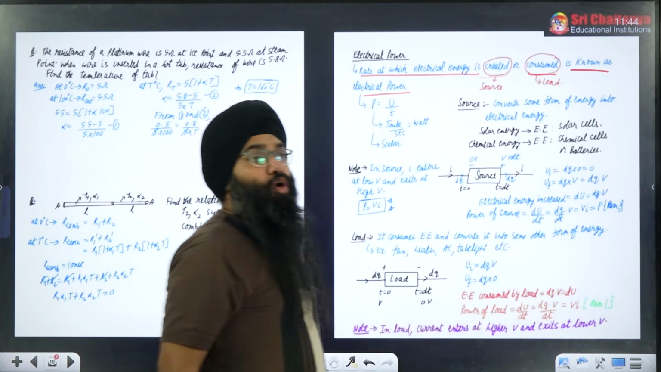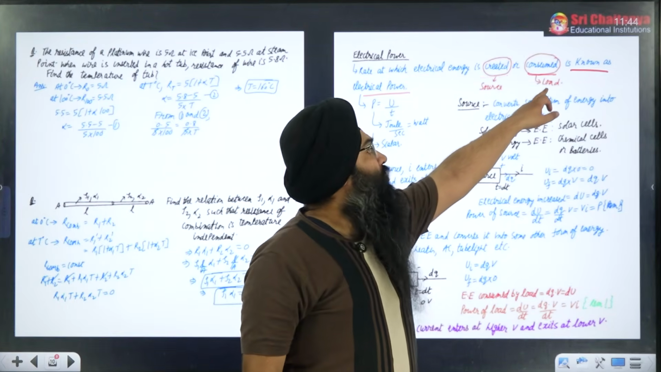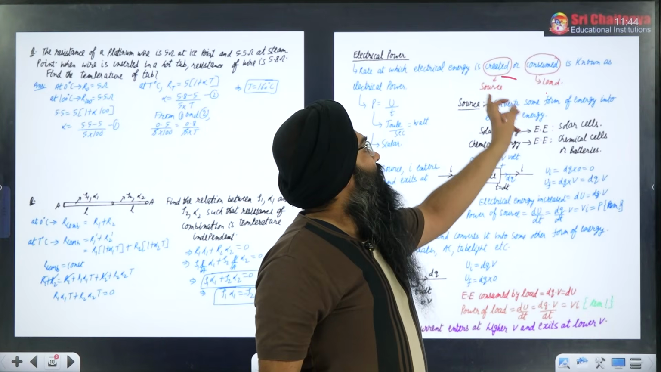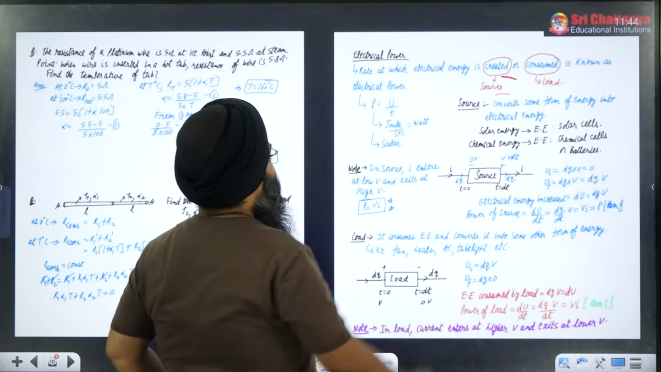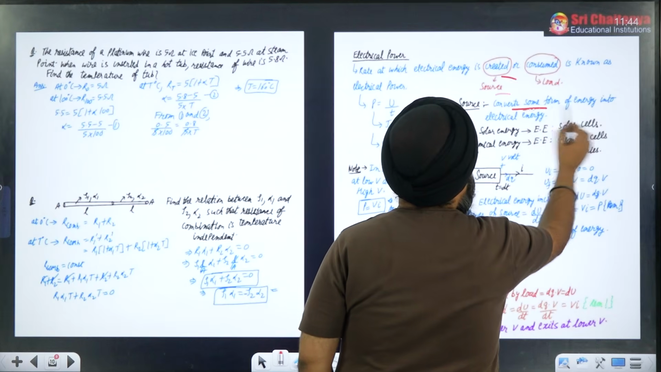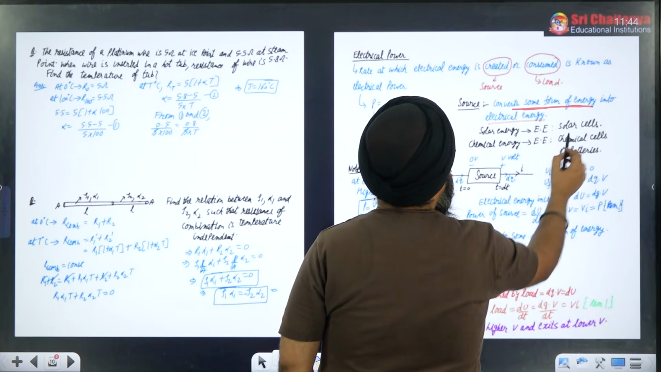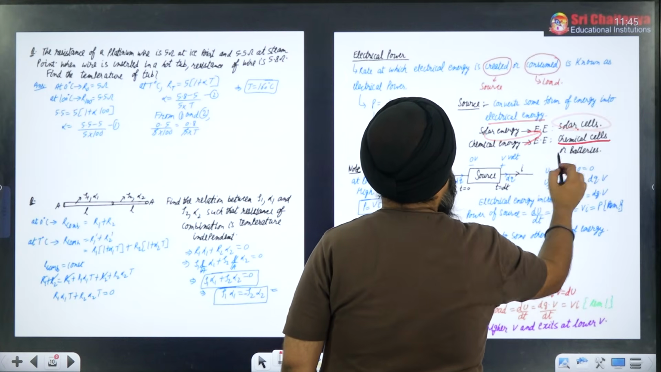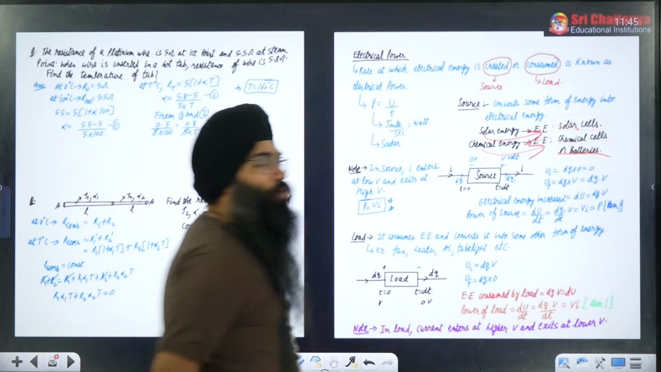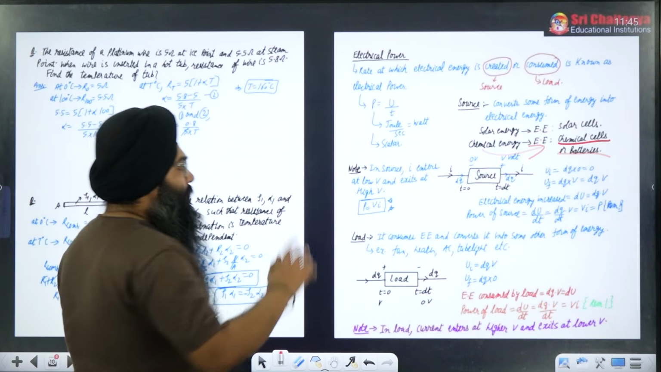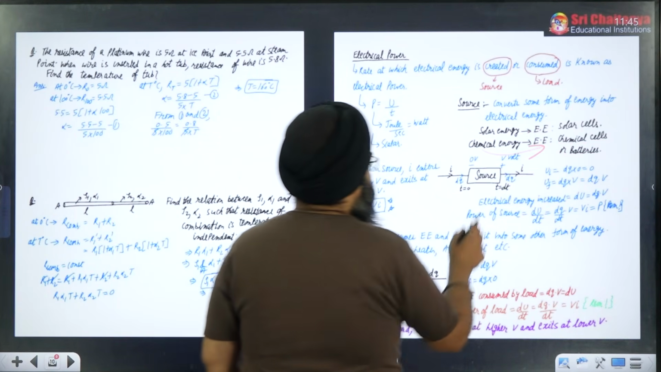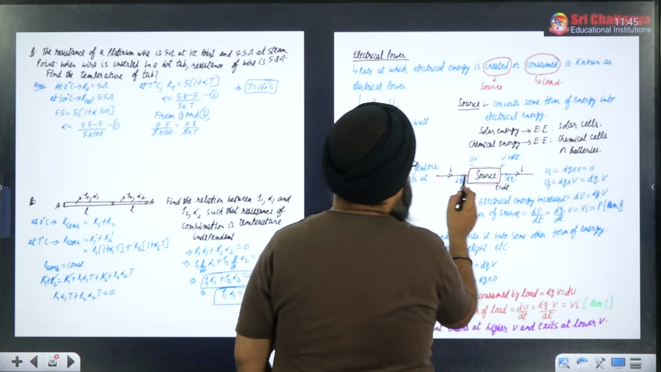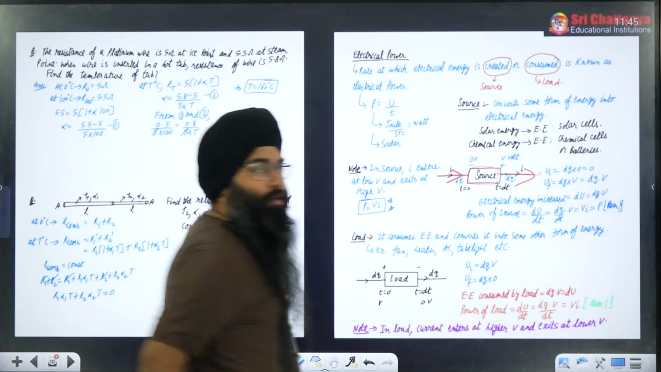Remember one thing: whosoever is consuming the power is called a load. The electrical device which is creating the power is called a source. So basically a source converts some form of energy into electrical energy. Like a solar cell converts solar energy into electrical energy, and a chemical cell or battery converts chemical energy into electrical energy. Now you have to remember that whenever there is a source, the current will always enter at the negative terminal of the source and leave from the positive terminal.